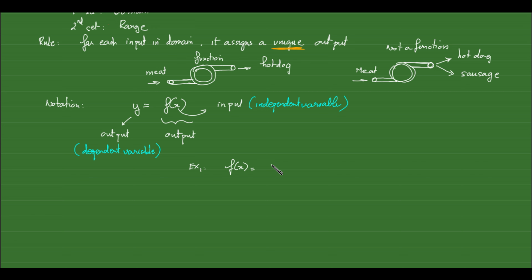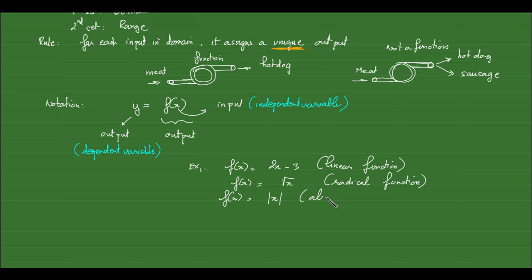Okay, so f of x equal to 2x minus 3. So this is a typical example of function, and this is linear function. Now I can have another type of function. How about something like this? This is radical function. Or I can have something like this with absolute bars, and this is called absolute function.